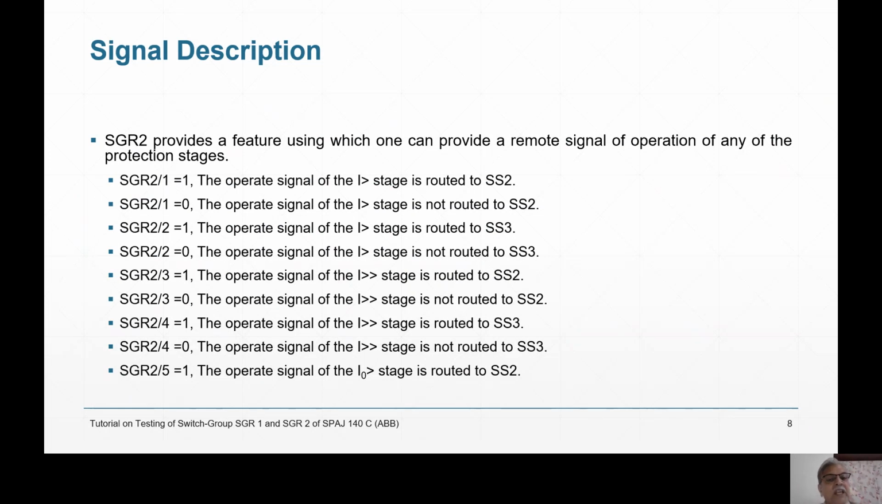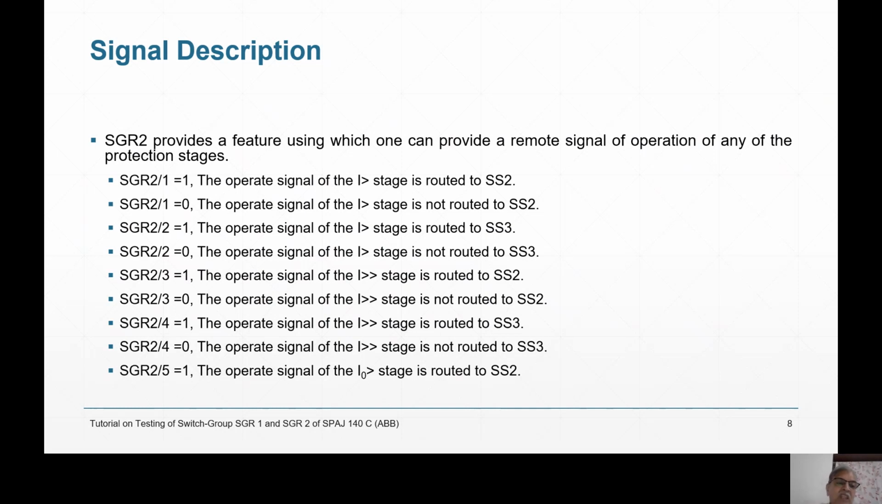Now switch group relay configuration 2, another switch group. That is a typical function. SGR21 to 28. You see, what does it do? It makes the signal reach two signal relays, SS2 and SS3. Two signal relays are there. You see, so often you would want that the relay is in one place, right? It is in the relay panel.